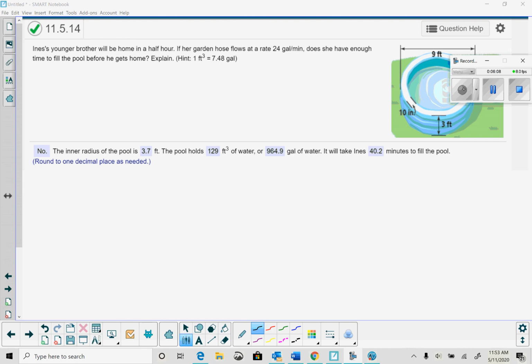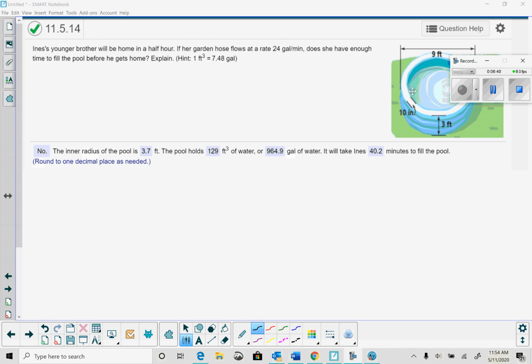All right, let's move on to 14. Again, this one sounds awfully familiar. Inez's younger brother will be home in about half an hour. Her garden hose will fill up the pool at a rate of 24 gallons per minute. Does she have enough time? All right, so again, they're giving us the conversion factor here that 1 cubic foot of volume will hold 7.48 gallons, in this case, of water.